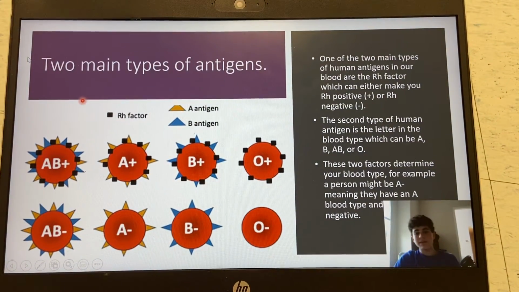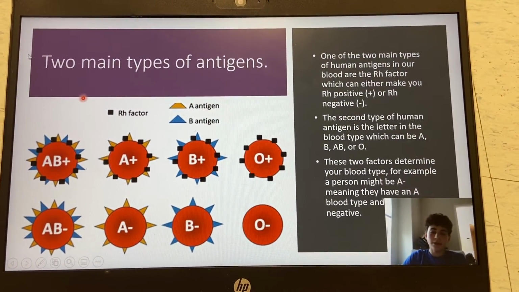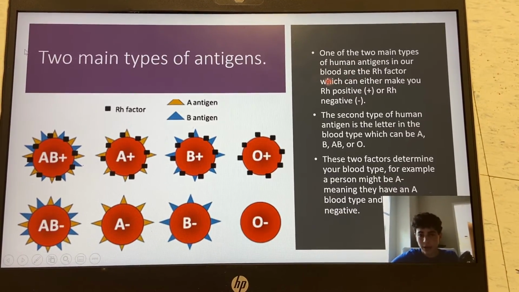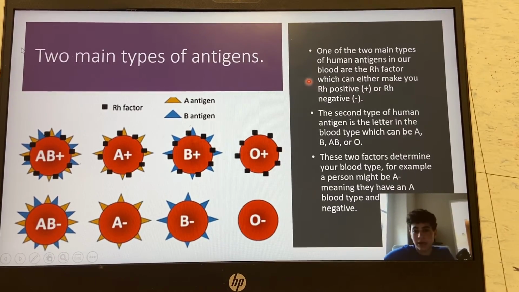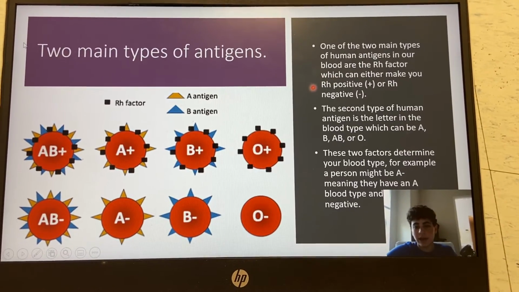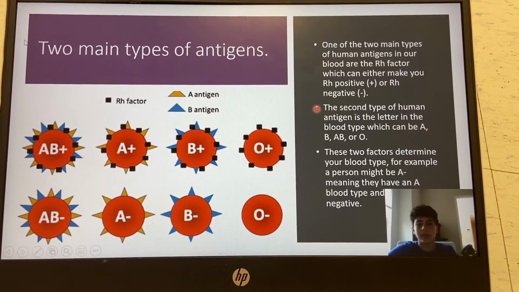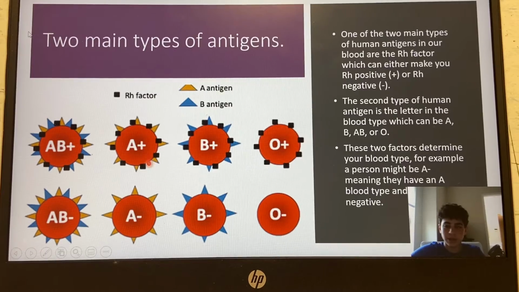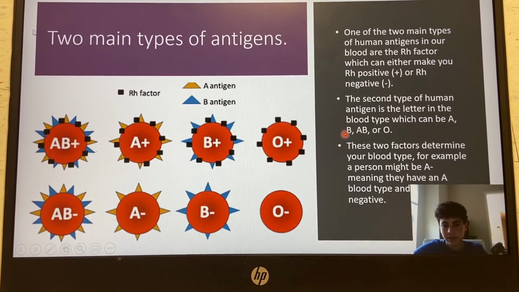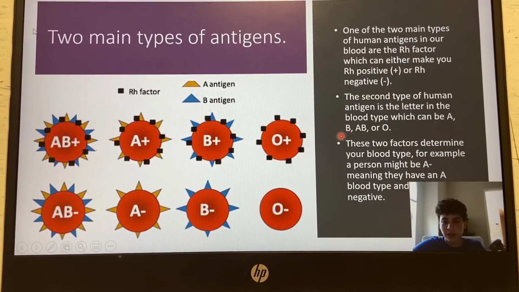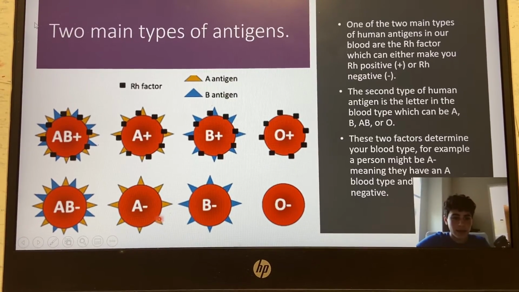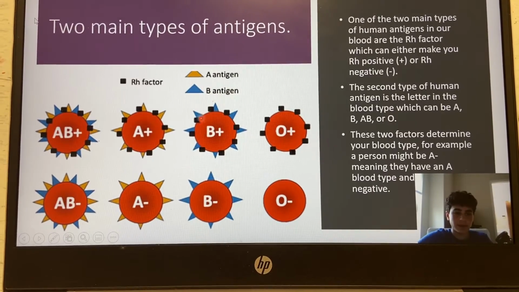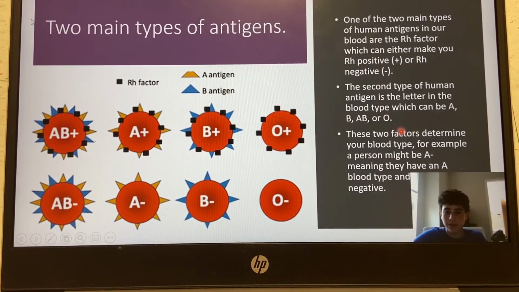So what are the 2 main types of antigens? The 2 types are the Rh factor, which can make you either Rh positive or Rh negative. That's what determines the minus or plus. The second type of human antigen is the letter in the blood type, which can be A, B, O, or AB. So there's 8 different types of blood types.